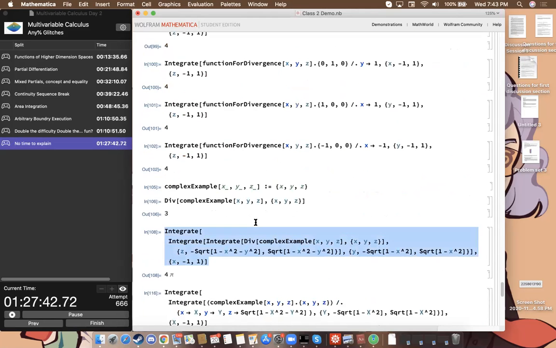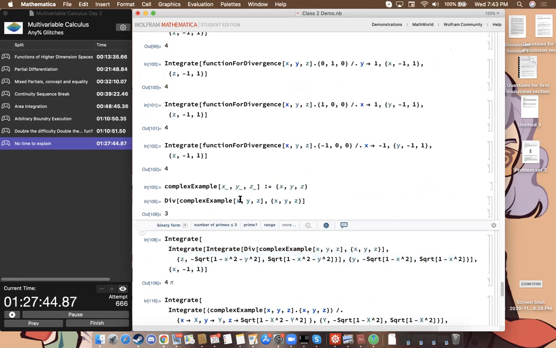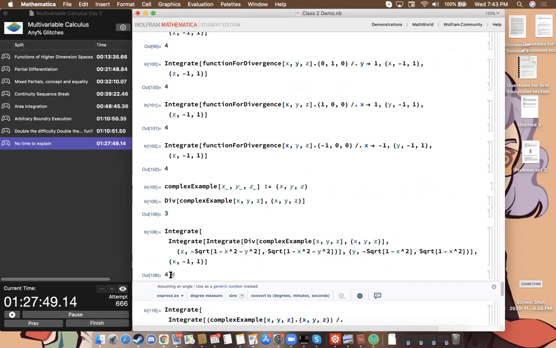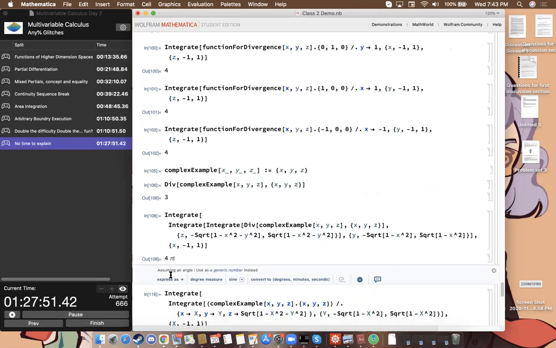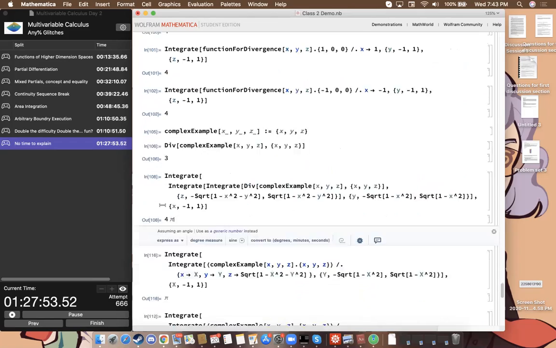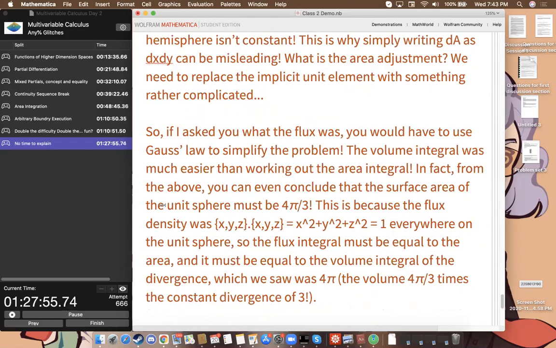The Gauss's law calculation was just, well, the divergence is 3, and the volume of a unit sphere is 4 pi over 3. So 3 times 4 pi over 3 is 4 pi. Trivial, right? Super easy calculation.